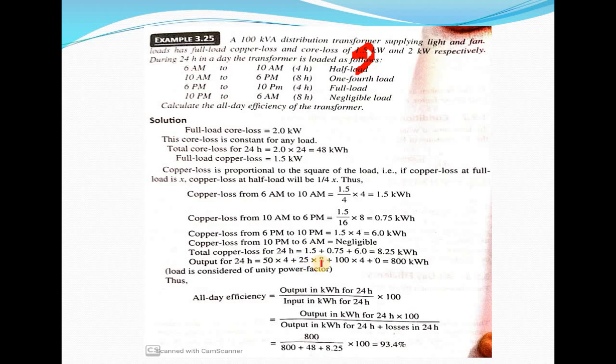1/4 load for 8 hours, this much, and this is 0, so this is the output. So the output in kilowatt hours divided by output plus PI plus PCU, where this is 800 and this is 8, is equal to 93.4%. By this way you can calculate the all day efficiency, and previously we have seen how to solve the numerical of the efficiency. So okay, have a good day. Thank you.